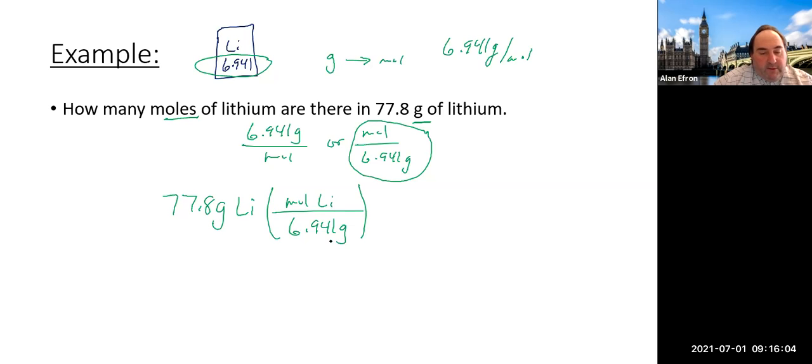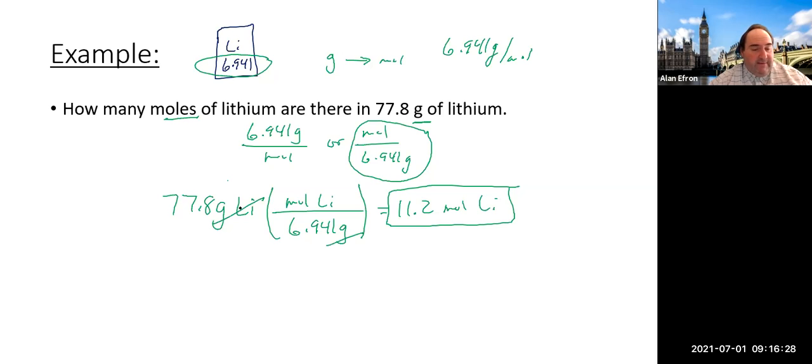Again, grams here will cancel each other out. That is going to get us 77.8 divided by 6.941, going to yield us 11.2, and that would be moles of lithium here. Again, we will probably go to 3 sig figs based off of this number, as this, again, more of a conversion factor, considered kind of an exact number. So 3 sig figs there to start with, 3 sig figs there to finish with. Any questions on that one there?